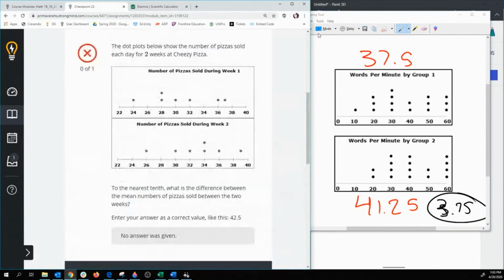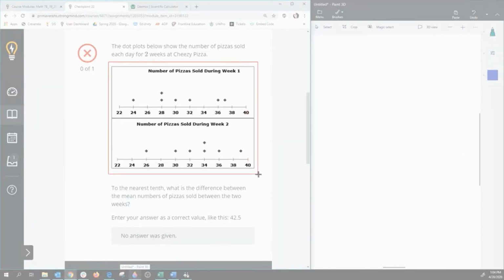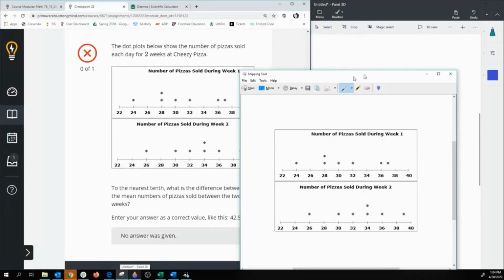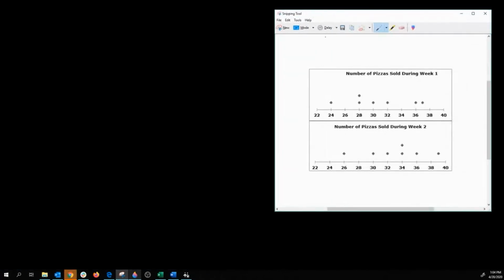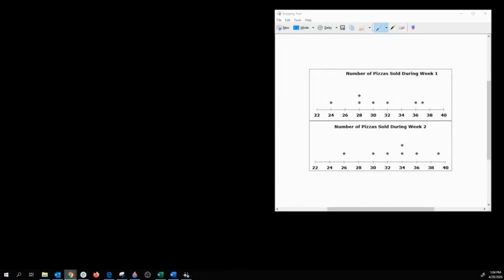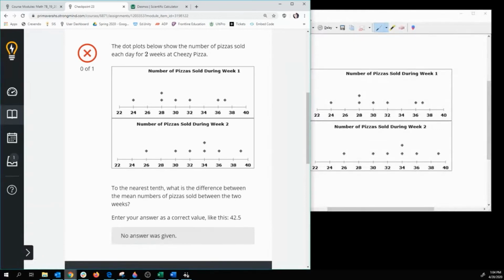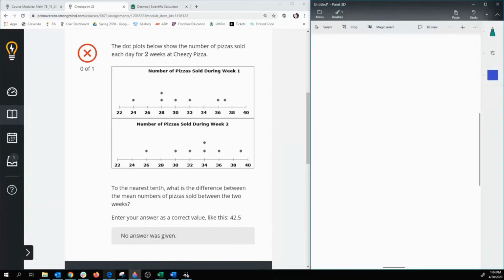We want to know what is the difference between the two means. So again, we're going to find the average number of pizzas sold during each week. Sorry, I accidentally minimized my tab. There it is. And then once we do that, we are going to subtract them.